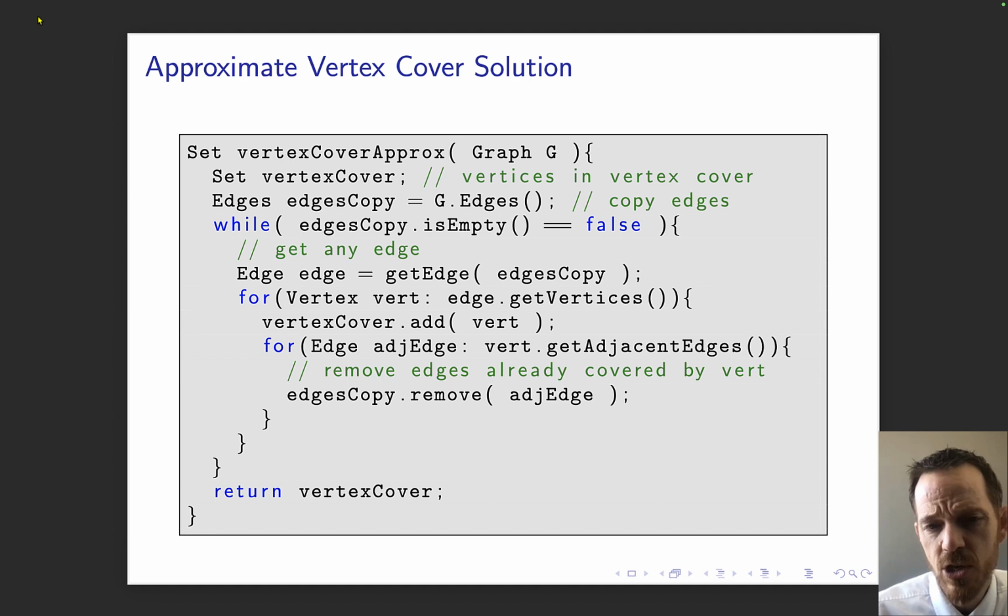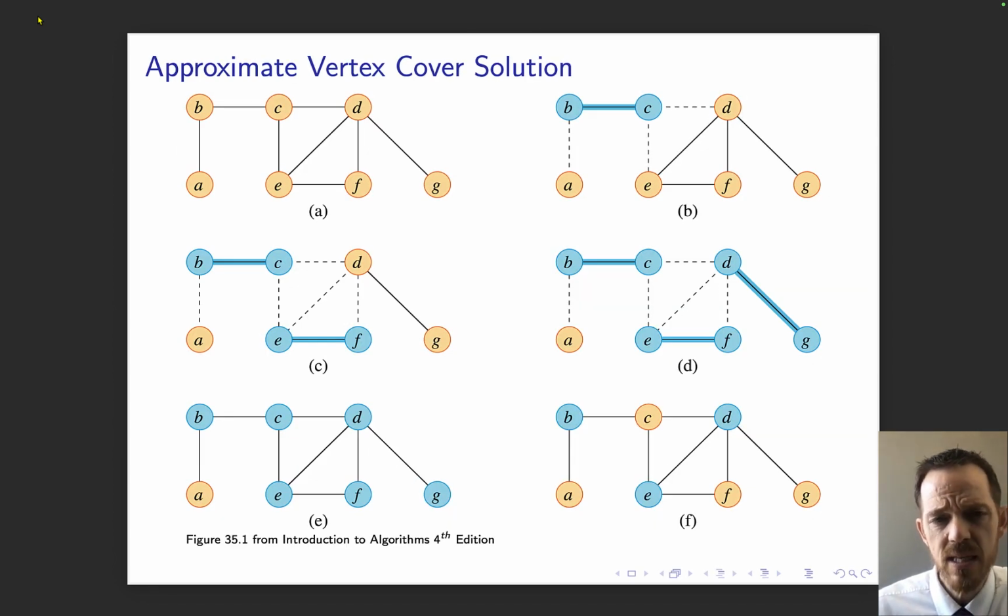Then for each of the two vertices attached to that edge, we add both of those to the vertex cover, each one in turn. And all of the edges adjacent to those vertices, well, they are covered as well, so we can remove those because they are covered. And that's it. Very simple, runs very quickly, and then we can return our vertex cover. Let's see what this would look like as we run it.